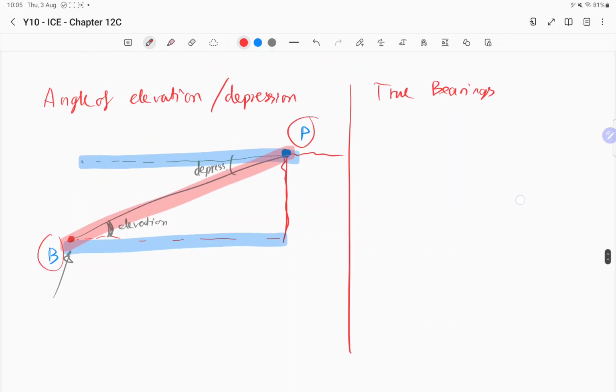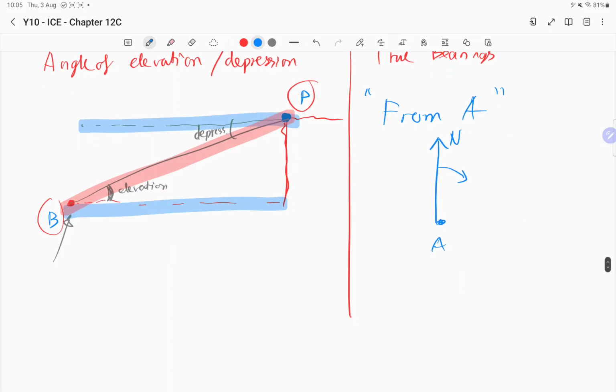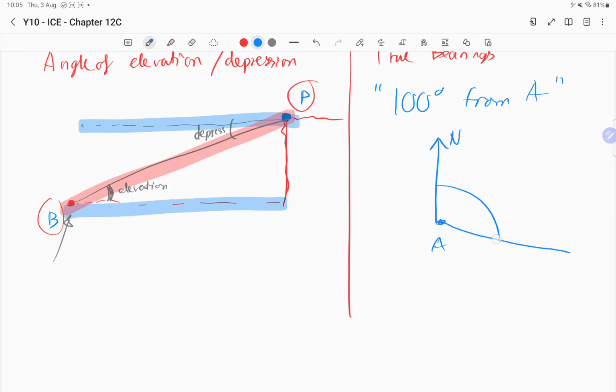So when you're dealing with true bearings, the idea is that you will have to have a bearing from a certain point A. That means that from the point A, you draw the north line. And the bearing is always clockwise, not counterclockwise, for true bearings. So for example, if I have a bearing of 100 degrees from point A, it means that from point A, draw the north line, and then I need 100 degrees, which is a little bit over 90. So this here would be the bearing of 100 degrees from point A.